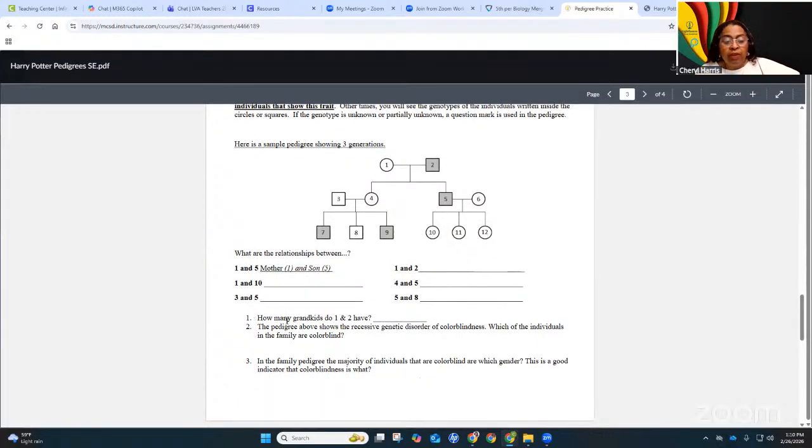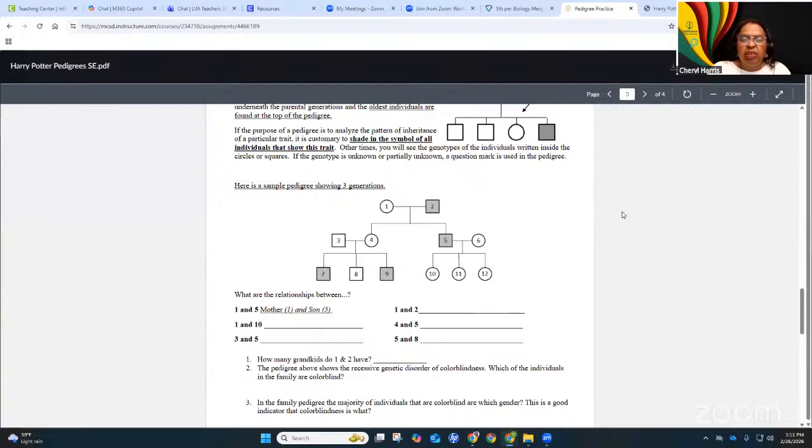And then you have to answer how many grandkids are in the family pedigree. Let's just try to get, in the time that's left, let's just try to get that part done. Okay. Everybody's working on this one right here, just up to there.